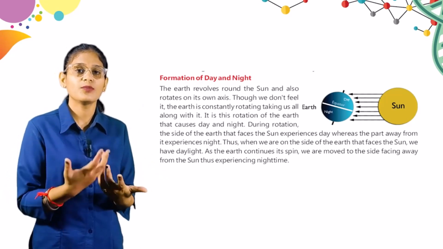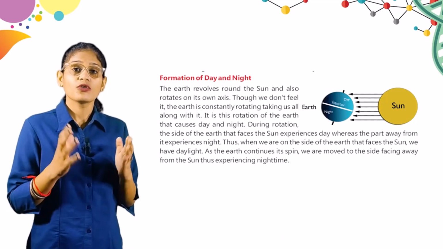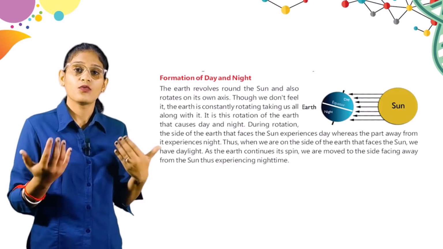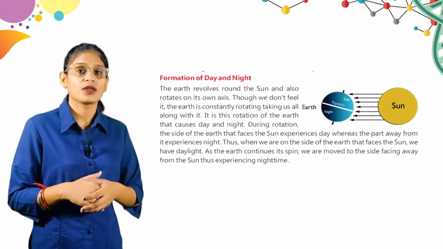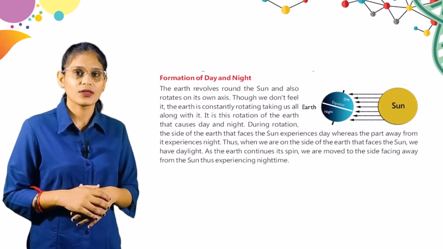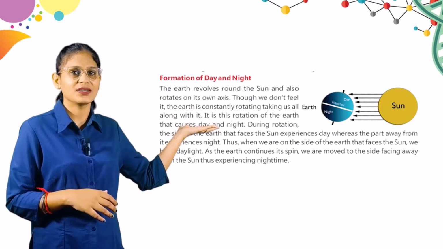क्योंकि आप सबको पता है अर्थ अपने एक्सिस पे रोटेट करती है। So जब अर्थ का जो पार्ट सन की साइड आता है ड्यूरिंग रोटेशन, तो वहां क्या होता है? वहां दिन हो जाता है, और जब वो पार्ट मूव करके दूसरी साइड चला जाता है तो वहां रात हो जाती है। Here you can see the picture for better understanding.